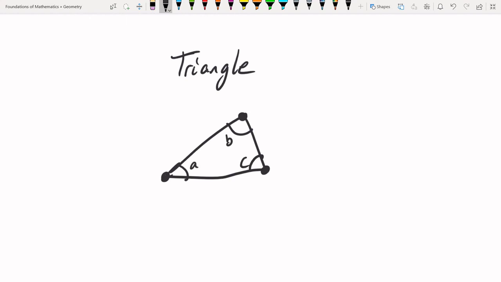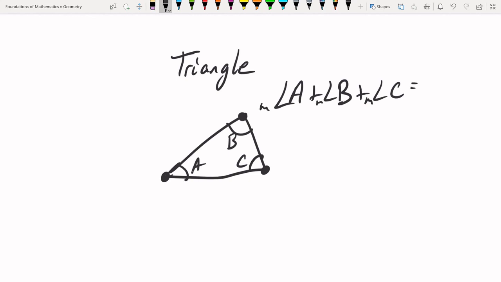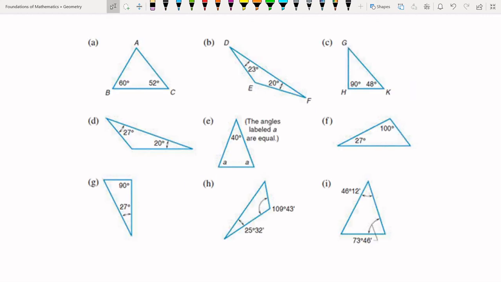So A, B, and C. Actually, typically angles are written as capital letters. That's just a thing in mathematics. We have angle A plus angle B plus angle C. We should really say the measure of these, but I haven't been doing that. It's fine. Equals 180 degrees. That's a property they all have, so keep that in mind. All right, here we've got a few triangles.